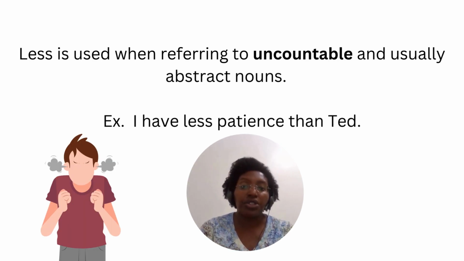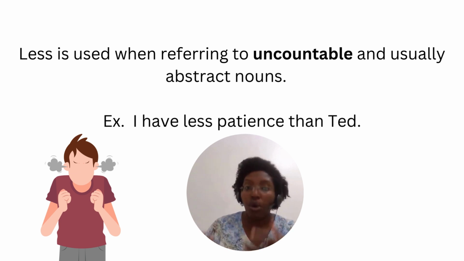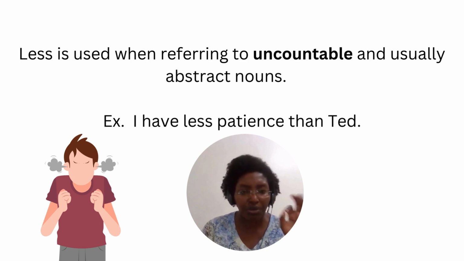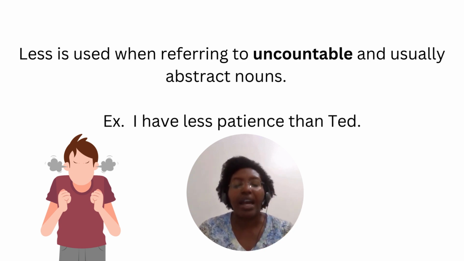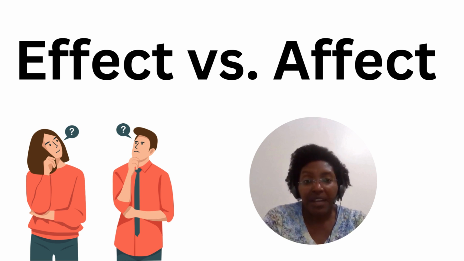Less is used when referring to uncountable and usually abstract nouns. For example, I have less patience than Ted. So we cannot count patience. You cannot say one patience, two patiences. No, you cannot. It's a quality. So you can say I have less love or less patience or less hope. So anything that you cannot count, where you can't say one, two, three, four, you have to use less.